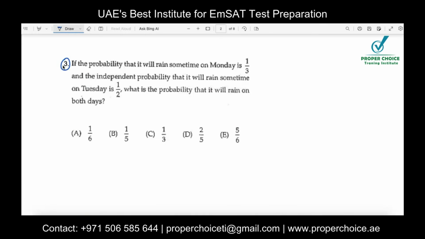Let's work on question number 3 here. If the probability that it will rain is going to be 1/3, probability of raining on Tuesday.